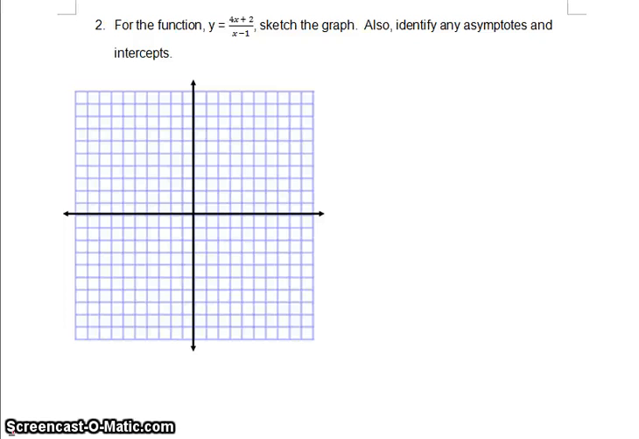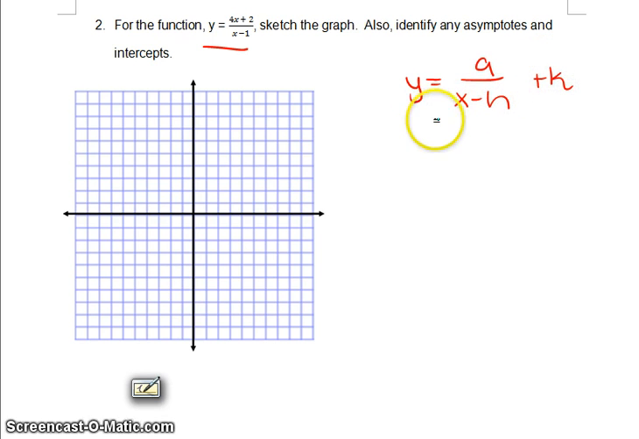But one thing that I want to cover with you guys first is that this function that we're given is not in the form y equals a over x minus h plus k. So it's not in that form that we learned where we can easily see those parameters. So what we can do though is rewrite y equals 4x plus 2, divided by x minus 1. We can rewrite this function to put it into our standard form.